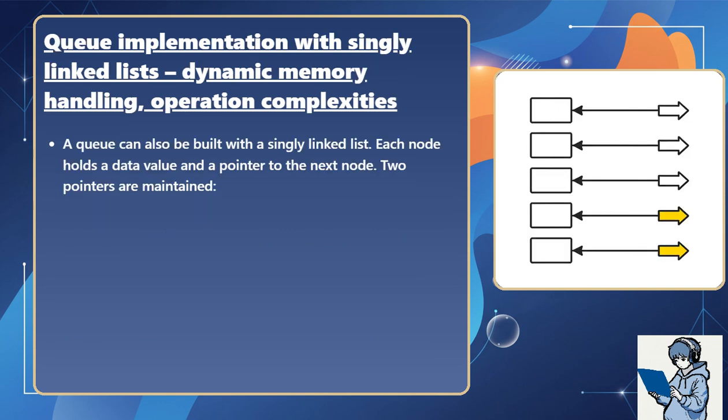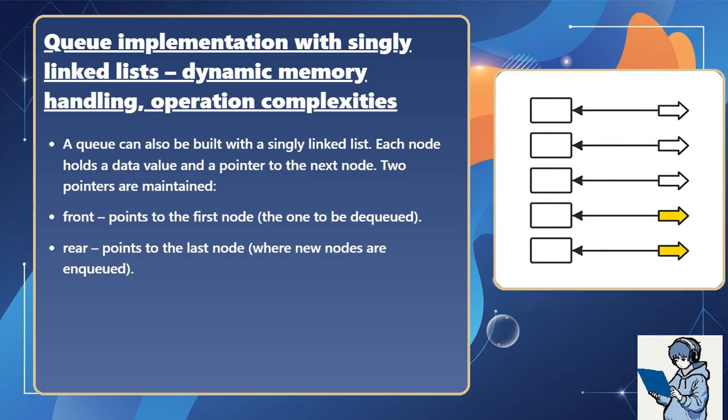A queue can also be built with a singly linked list. Each node holds a data value and a pointer to the next node. Two pointers are maintained. Front points to the first node, the one to be dequeued. Rear points to the last node, where new nodes are enqueued.